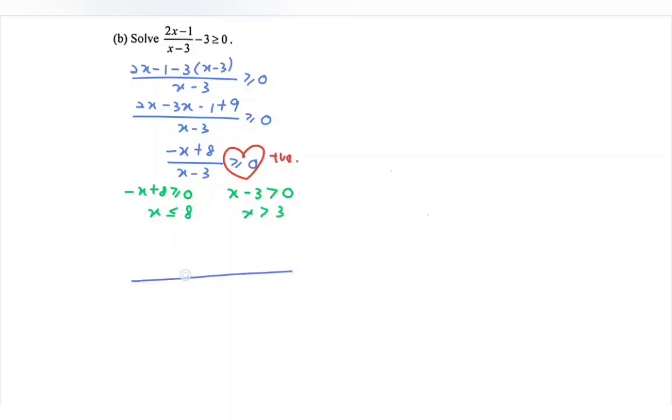Kindly illustrate the situation on the real number line. We have the 3 and also the 8. x greater than 3, x less than or equal to 8. So here we have negative, negative, so negative, positive, negative. We are interested in the positive. So the interval will start from 3 until 8, where the 3 is not included.